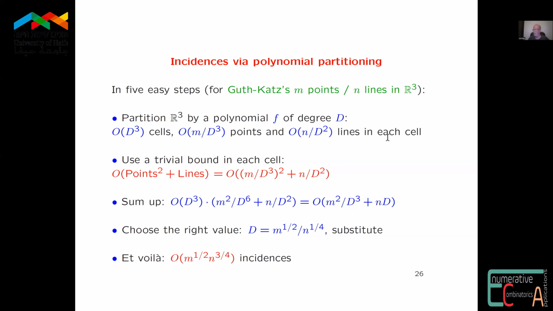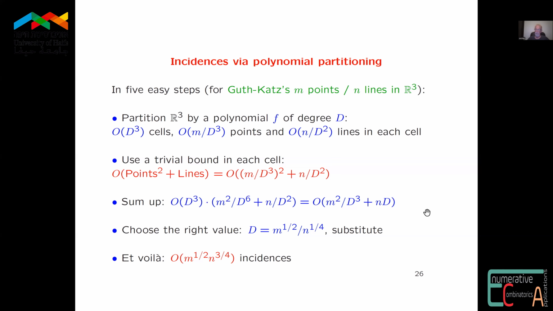We apply it here to these m over d cube points and n over d square lines, and we get this bound. We multiply it by the number of cells, d cube, and we get this expression. All we need to do is choose d that balances these two terms, which happens to be this number. So if I substitute it here, I get m to the 1/2 n to the 3/4.